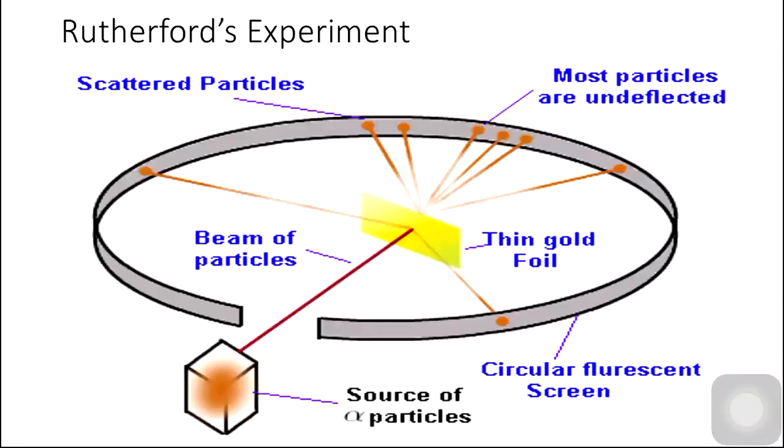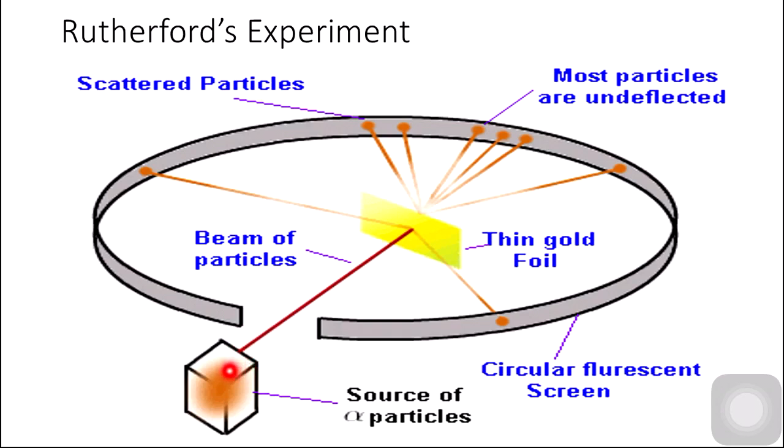Next is the Rutherford experiment. This diagram shows you the experimental design of the Rutherford experiment. If you look at the diagram, you come to know that this experiment consists of three things. The first thing is a source of alpha particles, which is represented over here with this box. Inside this box, Rutherford used the element polonium, which is a highly radioactive element.